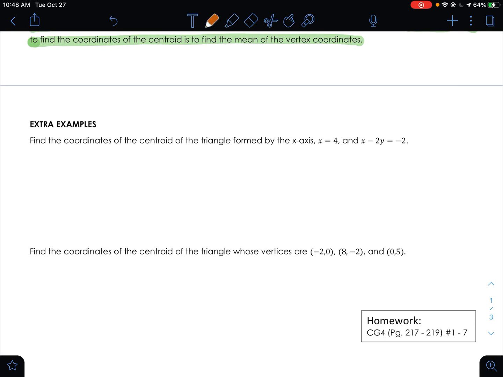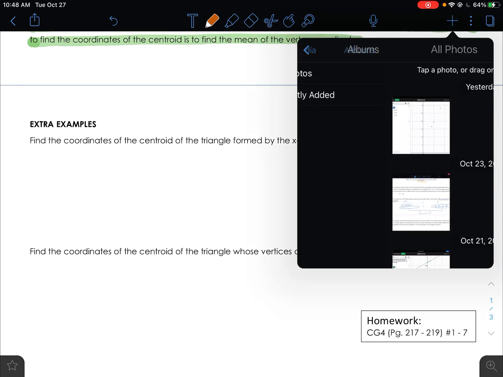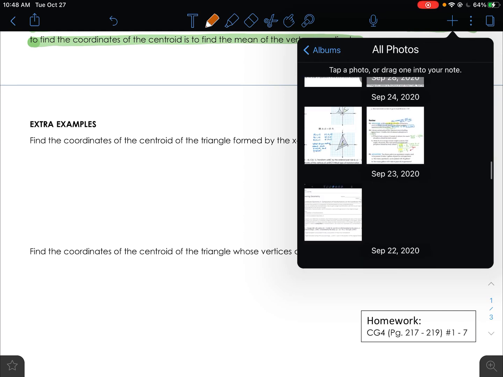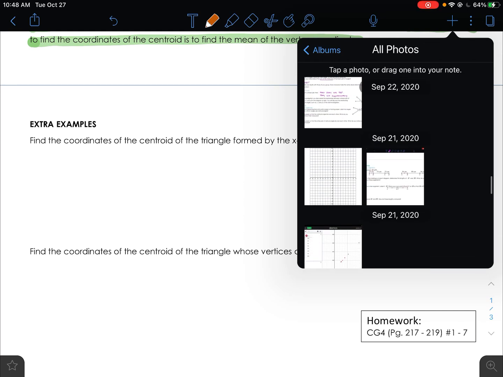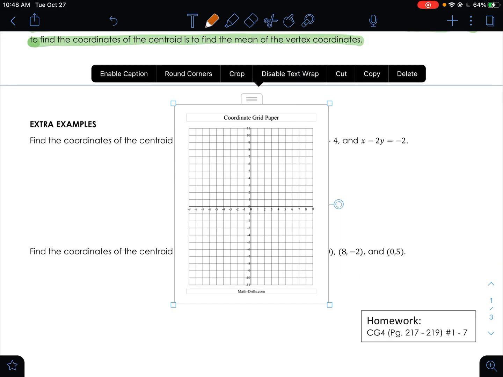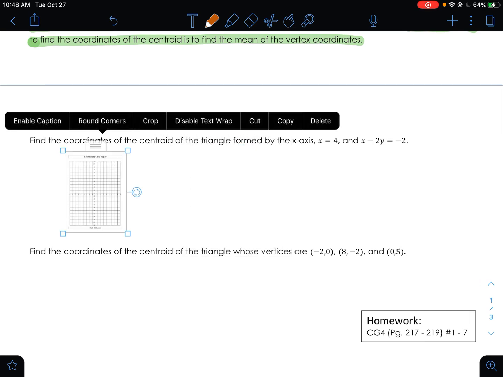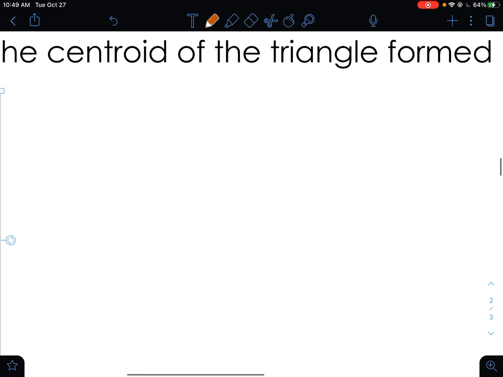So in this first problem, it says find the coordinates of the centroid of the triangle formed by the x-axis, x equals 4, and x minus 2y equals negative 2. So what I would do here is go ahead and insert or graph these. So I'm going to just insert a picture of this graph. So let's see if this works. Okay, so I got this coordinate grid. I'm going to make it really small so it fits here, but then I'm going to zoom in.